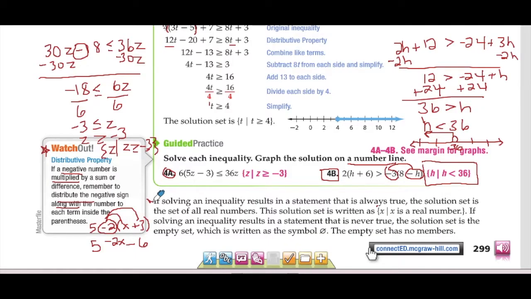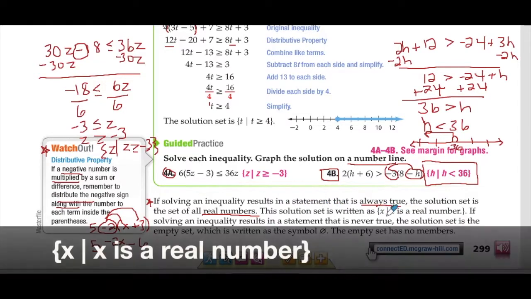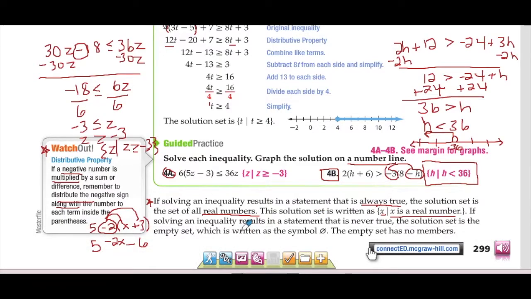I just want to quickly point out this note at the bottom of page 229. If solving an inequality results in a statement that is always true, the solution set is the set of all real numbers. The solution set is written as x such that x is a real number. If solving an inequality results in a statement that is never true, the solution set is the empty set, and that is written with the symbol here. The empty set has no members.